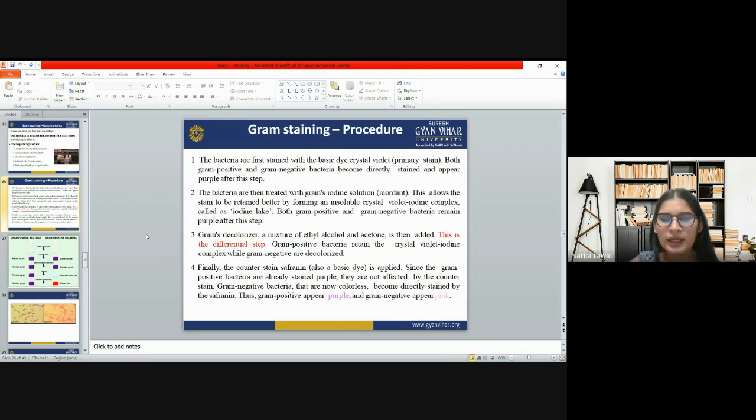Finally, the counterstain safranin, also a basic dye, is applied. Since the gram-positive bacteria are already stained purple, they are not able to retain the safranin color, or counterstain. Only the gram-negative bacteria, which are now colorless, become directly stained by the safranin. The gram-positive appear purple and the gram-negative appear pink. So it is very easy to differentiate between them now.